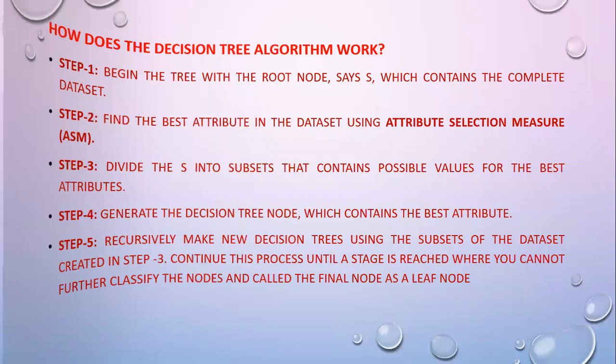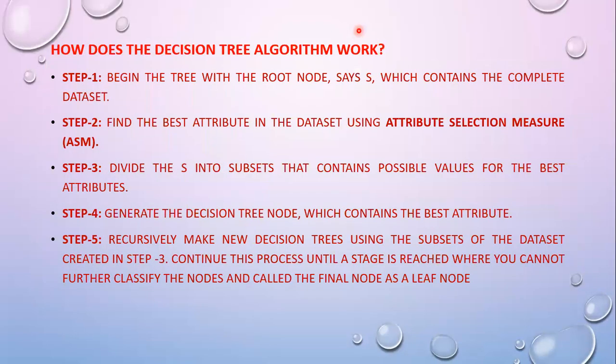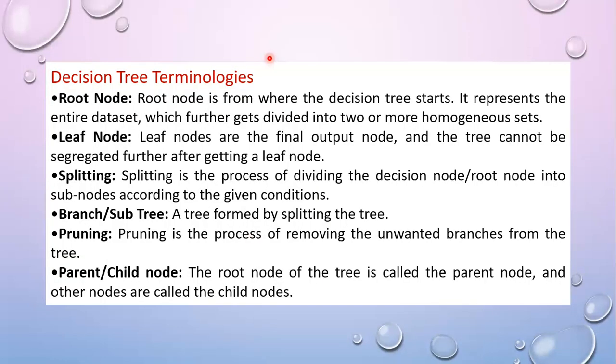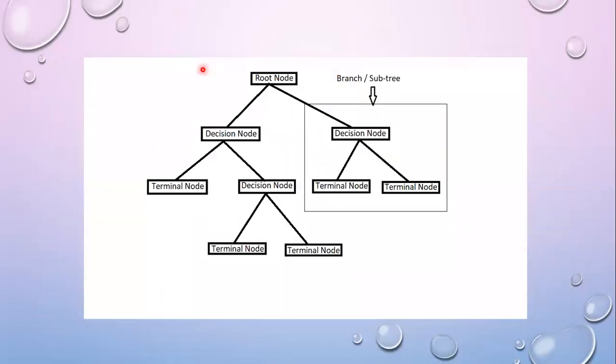Now, how does the decision tree algorithm work? Before going into this, you know the terms I just told you. Just go back to the diagram. The root node goes to a decision node. Only if necessary does it go and select the terminal node. If not, it goes to another decision node, again to a terminal node, and again to a terminal node. This is the concept here.